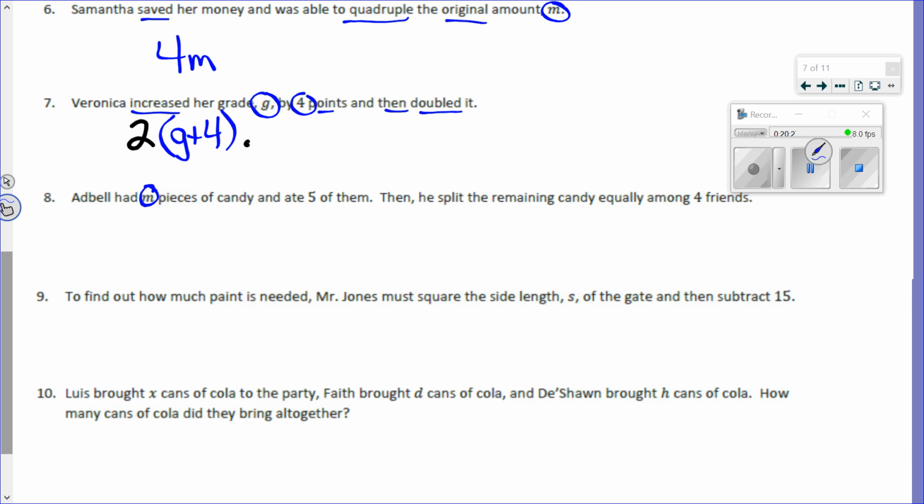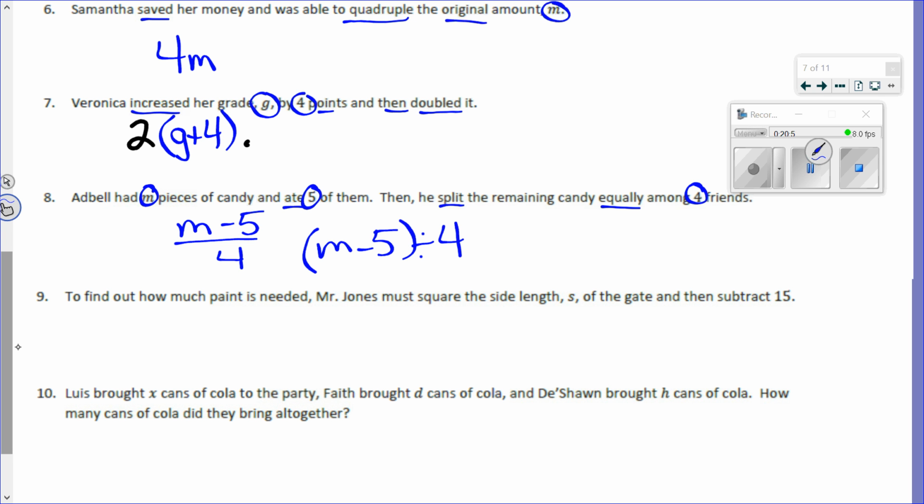So Advil had M pieces of candy and ate 5 of them. Then he split the remaining candy equally among 4 friends. So that's telling me I took 5 away, and then I split it between the 4. If you use the division symbol, you have to have the parentheses around the M minus 5.